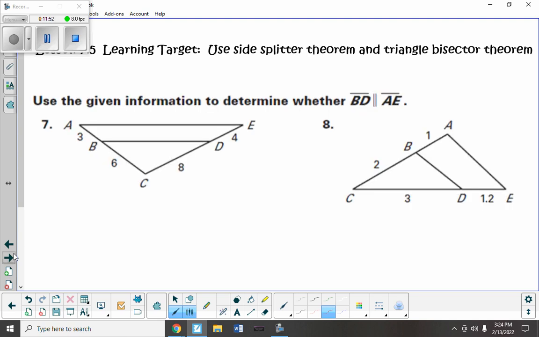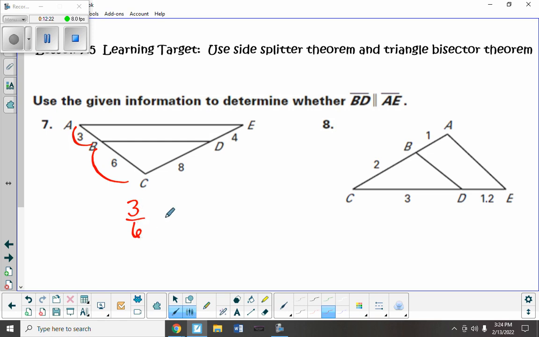All right, next thing we need to talk about is use the given information to determine whether BD is parallel to AE. This is a little bit different than what we were looking at, but we're using kind of the same idea. We aren't given the fact that these lines BD and AE are parallel. It doesn't say that. However, if they are parallel, well then the sides would be proportional. So there's a few different ways you could do it. You could write a proportion.